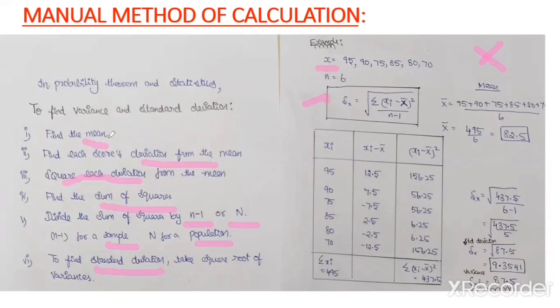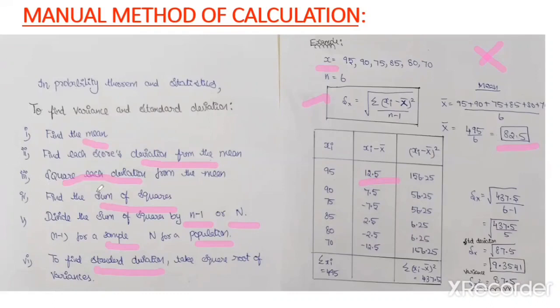First, we have to find the mean. For that, we have to add all the 6 marks and divide by 6, so that we get the mean of 82.5. The second step is to find the deviation. Deviation is nothing but subtracting each mark from this mean. For example, 95 minus 82.5 gives us the deviation, 12.5. Like that, each mark has to be subtracted from the mean.